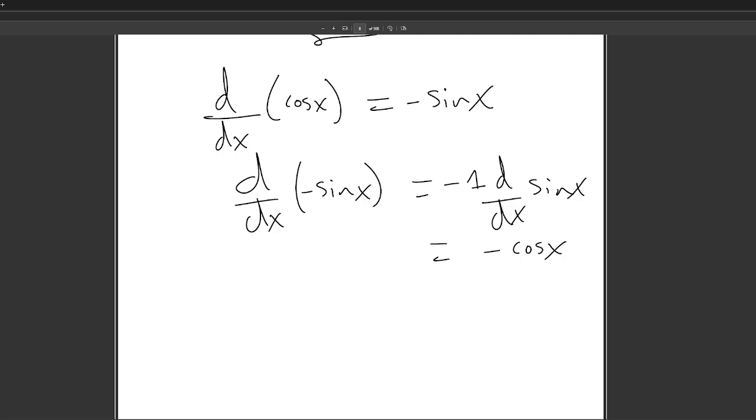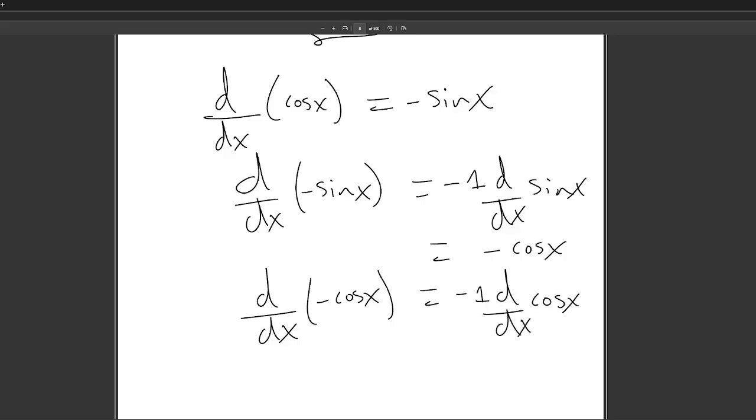Again, the same process. I know the derivative of cosine x is negative sine x. So if I do the derivative of negative cosine x, I can pull out the negative 1 and differentiate just the cosine x. I get negative sine x from here, so negative 1 times negative sine x is just sine x. So you see it goes back to sine x.